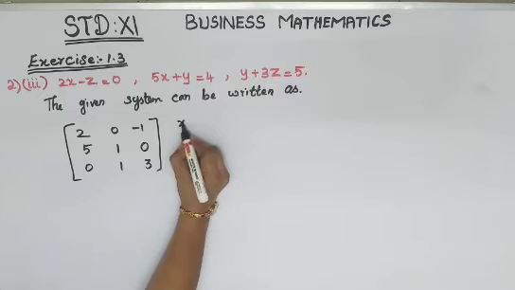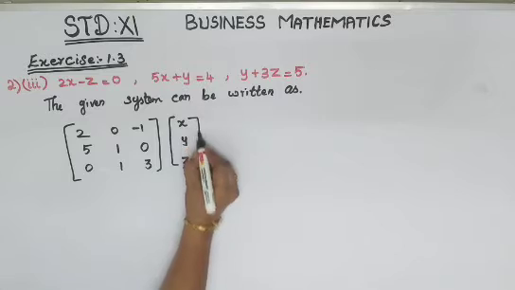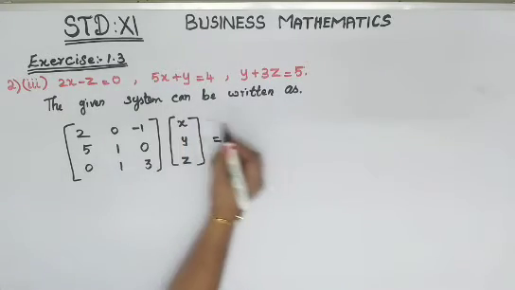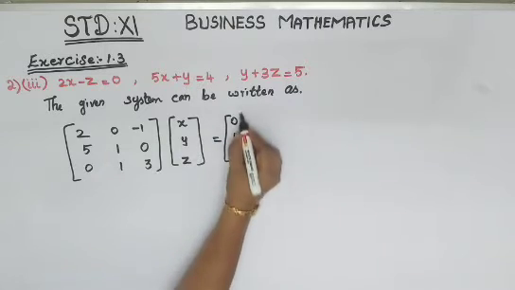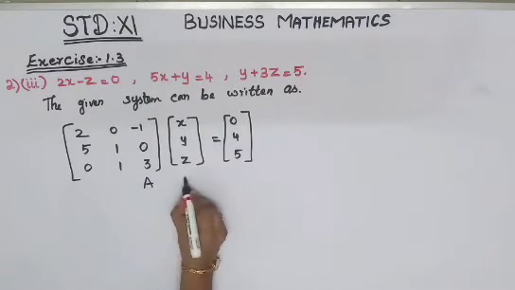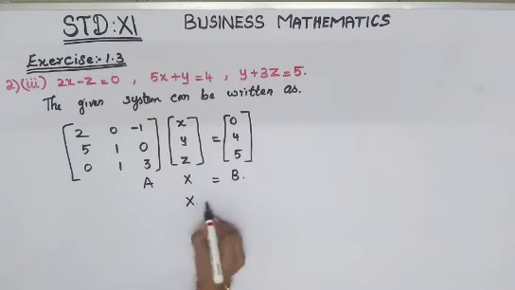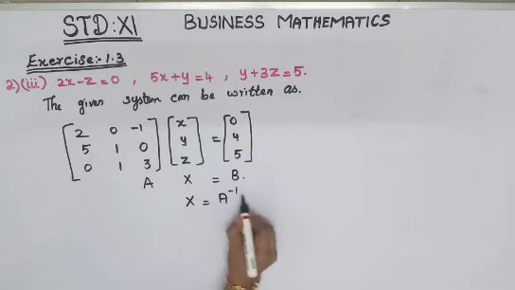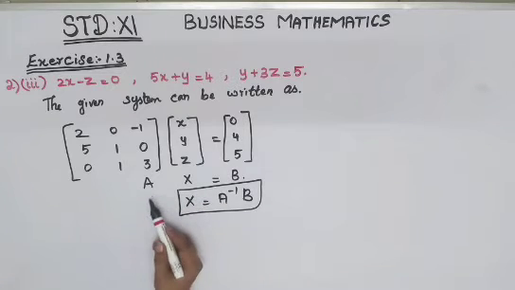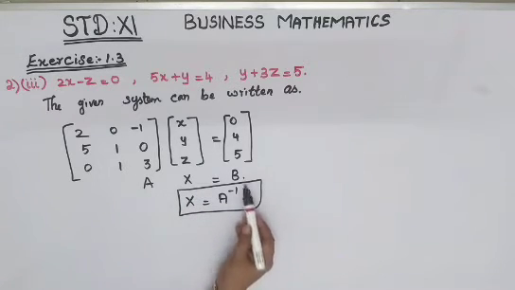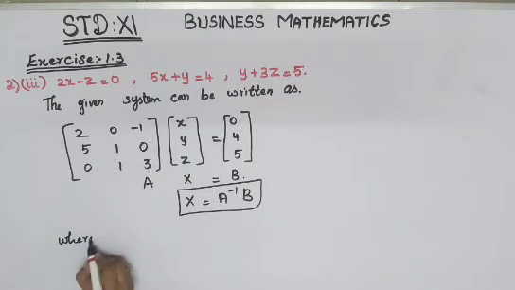And next we'll have to write the variables, x, y and z, column-wise, which is equal to your constants: 0, 4, 5. So AX is equal to B. From here we'll have to find X is equal to A inverse B. So A, if you bring it to the right hand side, becomes A inverse, and then B will be there as it is. So A inverse B.